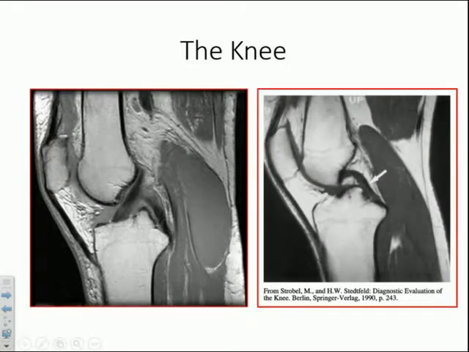This is a sagittal MRI taken at different regions within the knee itself, and what we can see is the ACL, characterized by its anterior attachment point to the tibia and posterior attachment point to the femur.